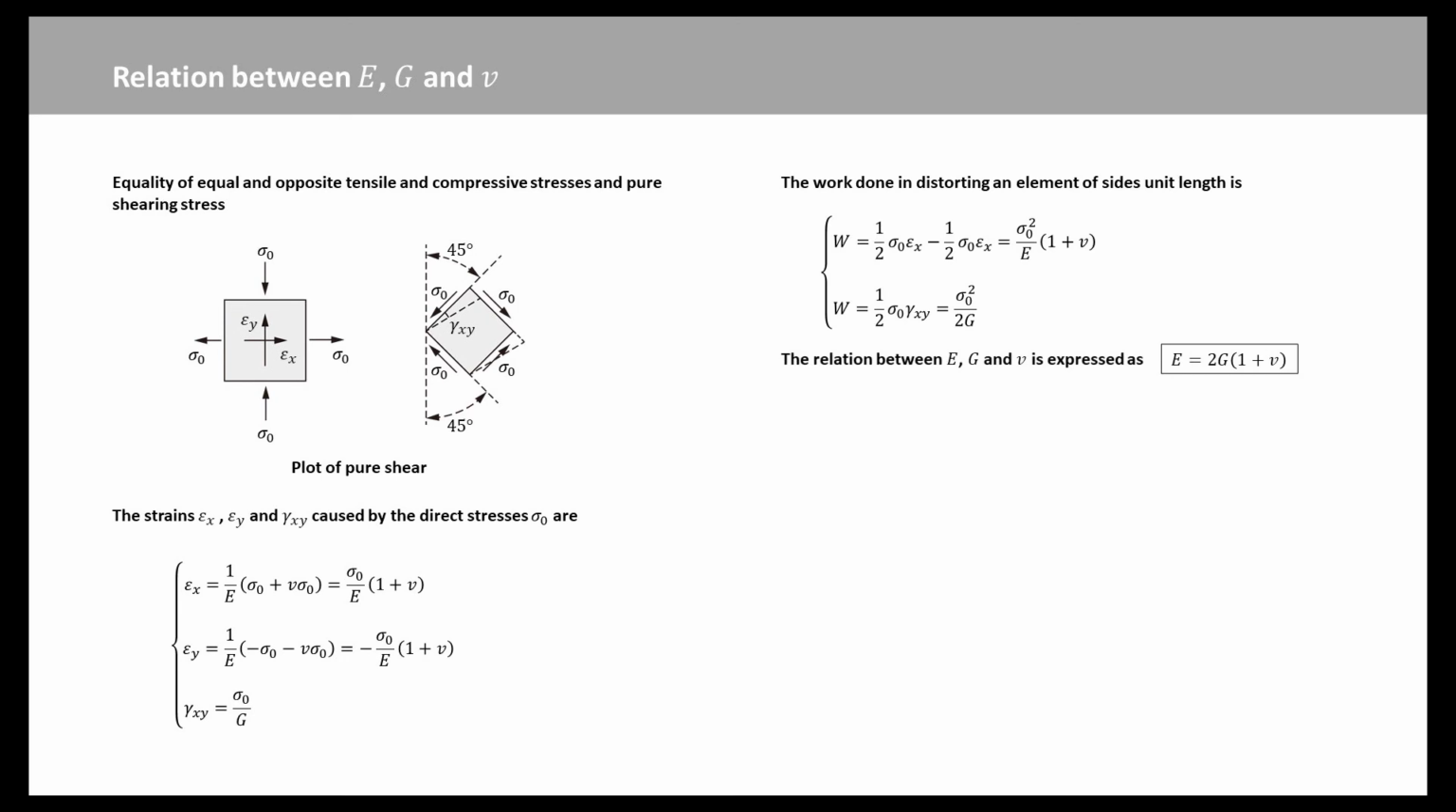If the sides of the element are unit length, the work done in distorting the element is shown in the following equations. As the one state of stress is equivalent to the other, the values of work done per unit volume of the material are equal. Then we obtain E is equal to 2 times G times (1 plus nu).